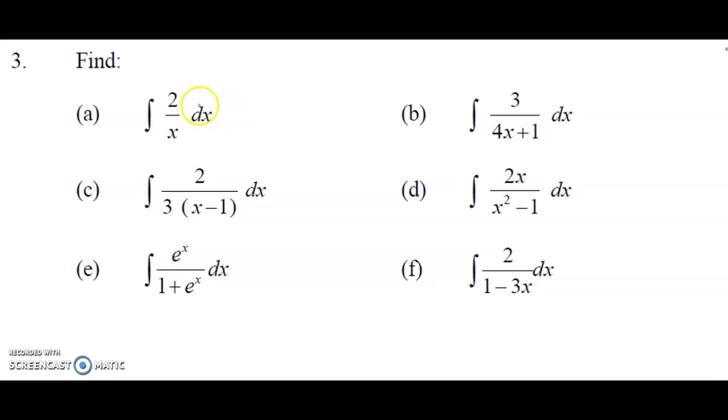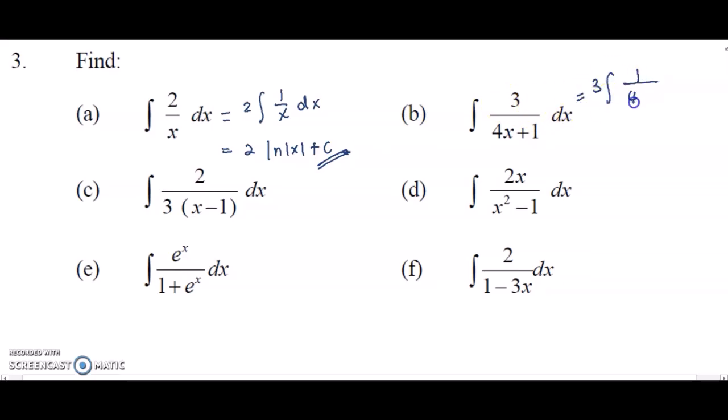All right. So I have this rational function 2 over x. To integrate this, you may take out the 2 and you need to integrate 1 over x with respect to x. To integrate 1 over x with respect to x, you get log x. This is a simple one, plus constant c. Question B, if you want to integrate, just take out the 3 and integrate 1 over 4x plus 1. Then you have a log 4x plus 1, plus c. All right, this is the answer.